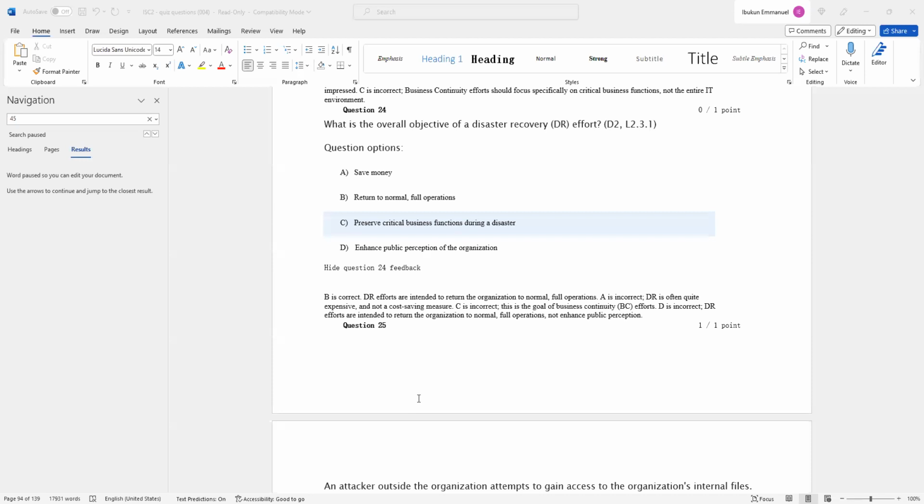Disaster recovery is about not only trying to restore the systems promptly, but also trying to ensure that they recover the systems to the way that they were before the outage occurred.